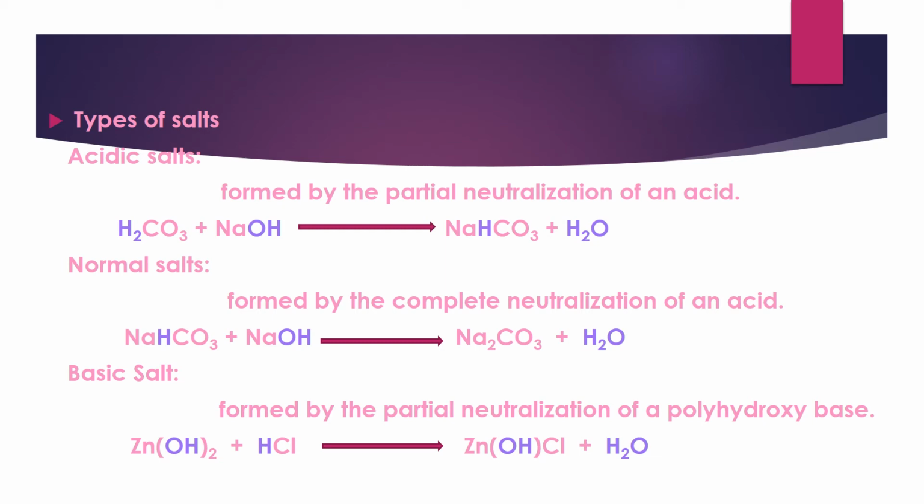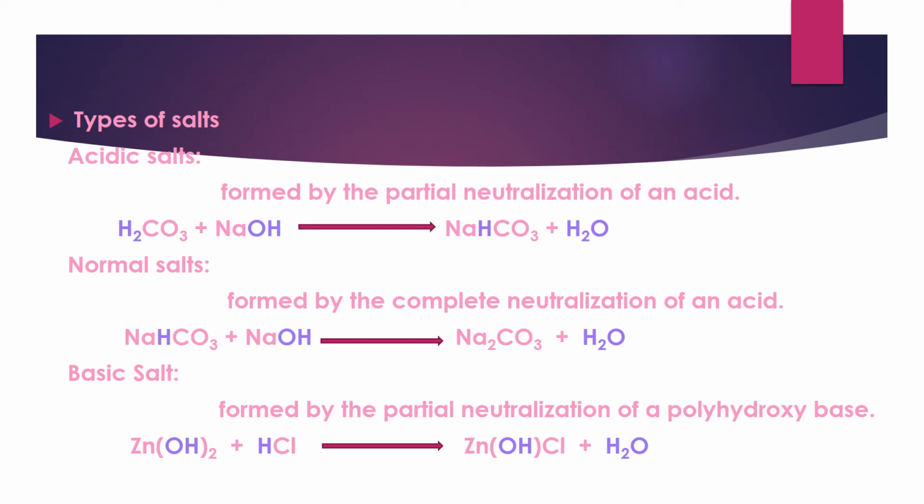Acidic salts are formed by the partial neutralization of an acid. It means that when hydrogen is removed from the acid, the complete hydrogen atoms are not removed by the metallic atom, but partial removal of the hydrogen atoms produces the acidic salt.